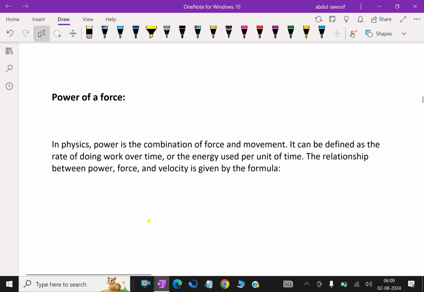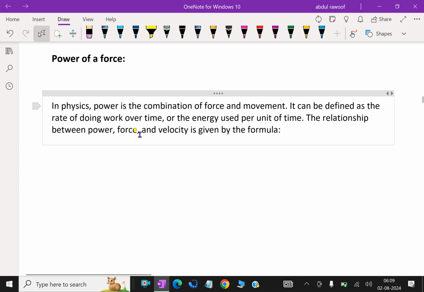Next is power of a force. In physics, power is the combination of force and motion. When a force moves objects, it is called power produced. It can be defined as the rate of doing work over time. Within the time, how much work is done is called power, or the energy used per unit of time. The relationship between power, force, and energy is given by formula.